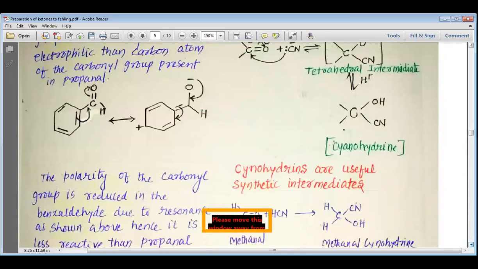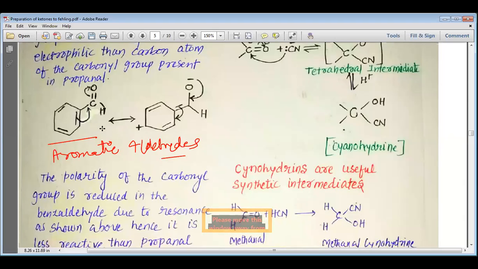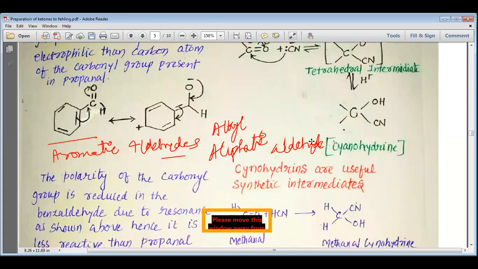But if we have benzaldehyde or an aromatic aldehyde, then remember that aromatic aldehydes are less reactive than alkyl aldehydes or aliphatic aldehydes. So aromatic aldehydes are less reactive than aliphatic aldehydes, my dear students.